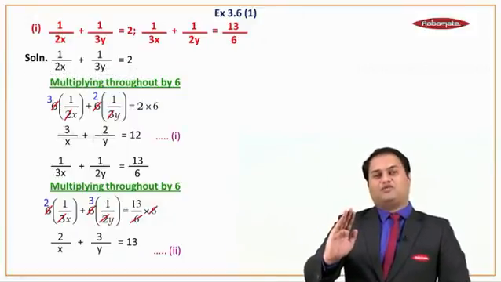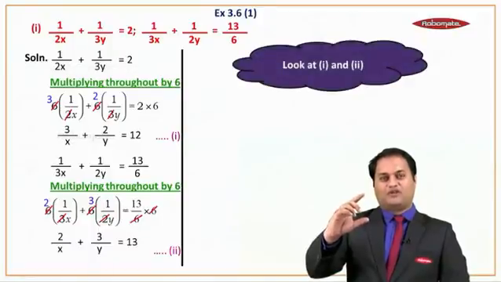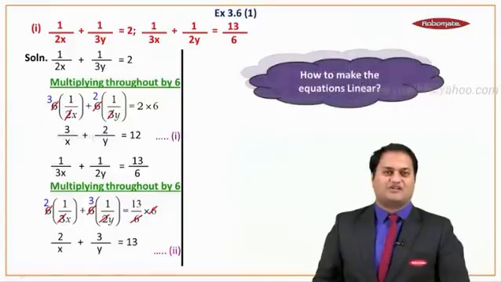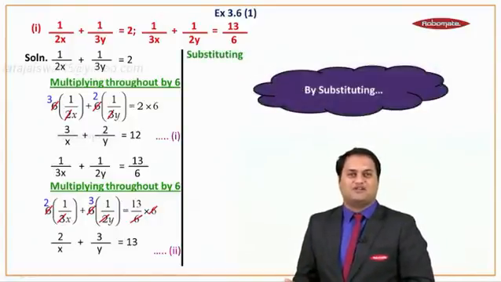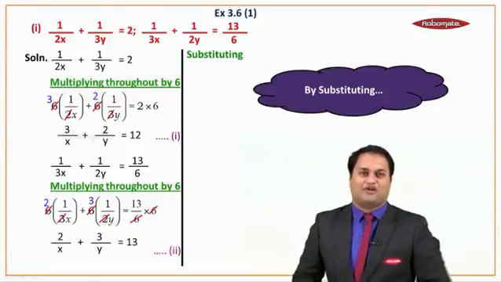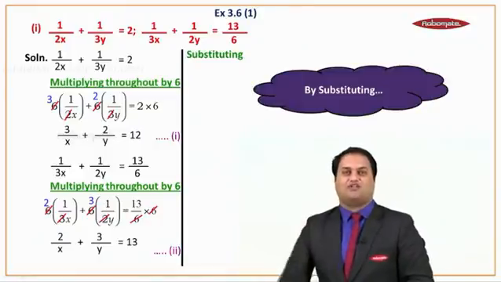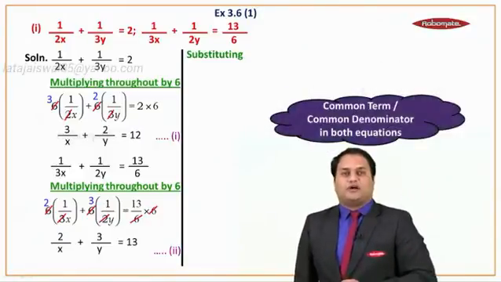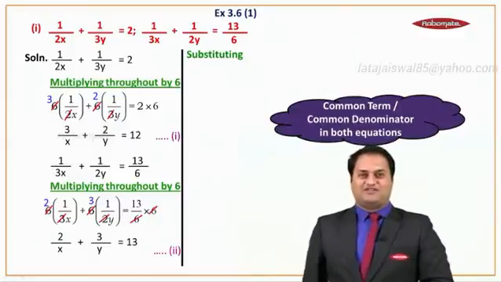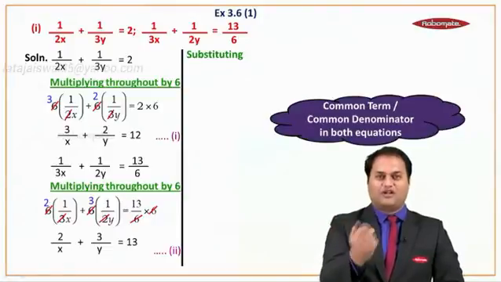So after multiplying throughout by the LCM, we got the first and the second equation. Now look at both the equations 1 and 2, something similar to what we have done, right? Are these equations linear? How to make these equations linear now? By substituting, something similar. Now everything else is similar to what we have done. This was the only different part in this particular sum, right? Let's revise. What should we substitute? We should substitute the common term or the common denominator in both the equations. It's very clear the common denominator is x and the common denominator is y.